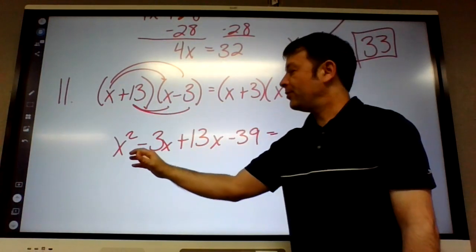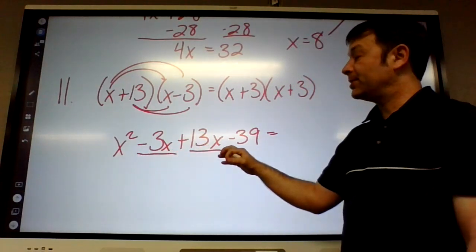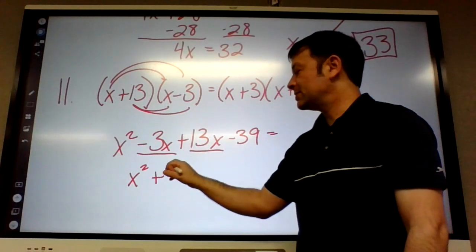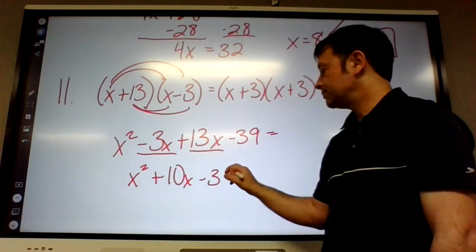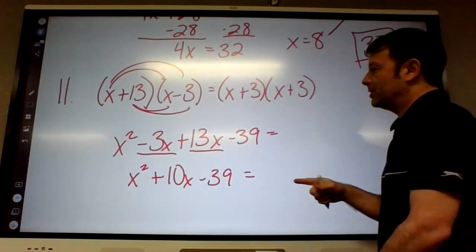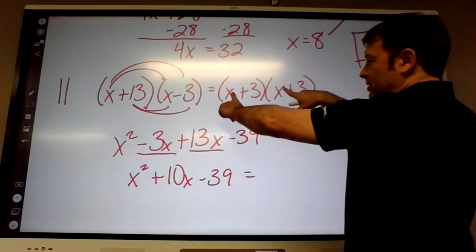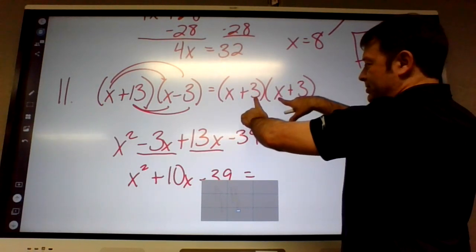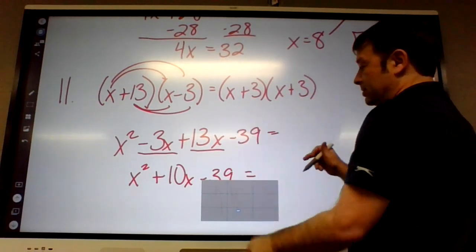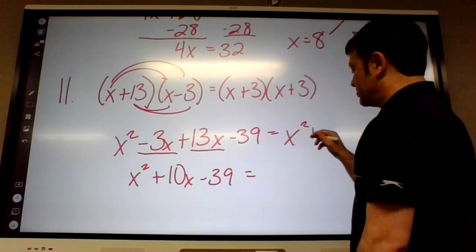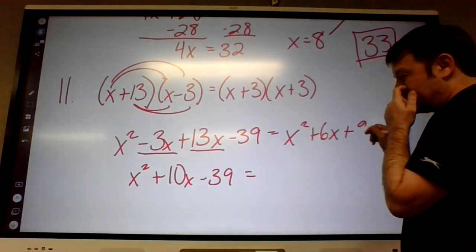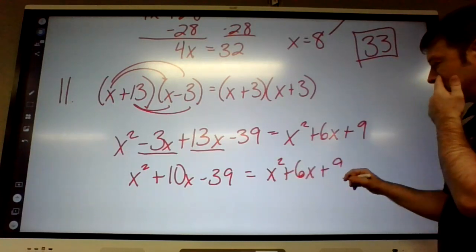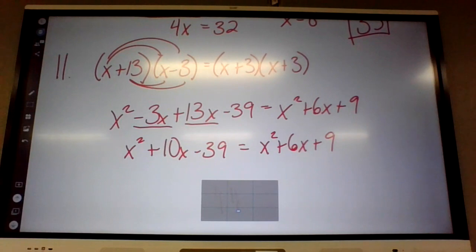Okay, remember after you FOIL, usually the middle terms are like terms, so they will add together. So negative 3x plus 13x. And then over here, I'm going to fast forward a little bit. So it's x times x, x squared, plus 3x plus 3x plus 9. So it's x squared plus 6x plus 9.